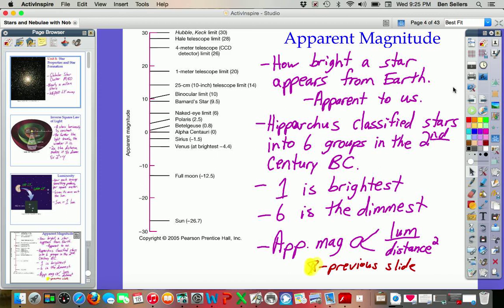We later included other objects, including our sun and the moon, which he didn't consider stellar objects worthy enough of being given a magnitude, and they had to go negative because they're brighter than what he classified as number 1. So as a result, we have apparent magnitude with negative numbers for really bright objects, and super large positive numbers for really dim objects.